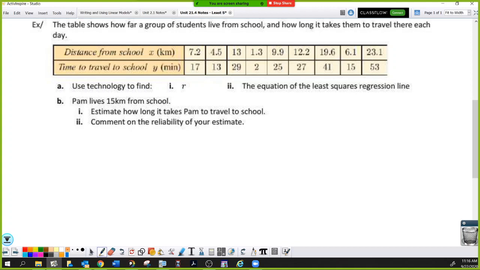Well, part A says figure out what your R value is, and also the equation of the least squares regression line. That just means line of best fit. Nice thing is both of those answers are on the same screen. So at least that was nice of them to do.